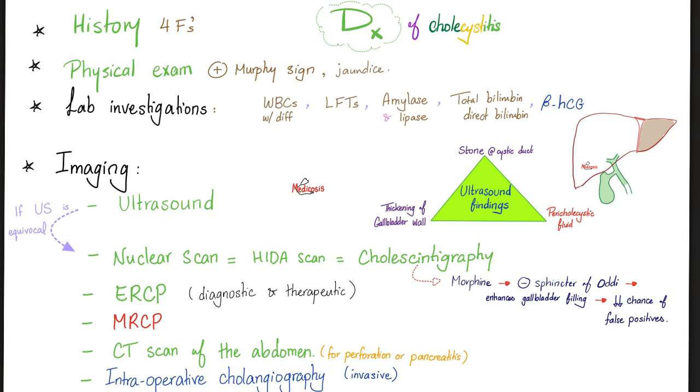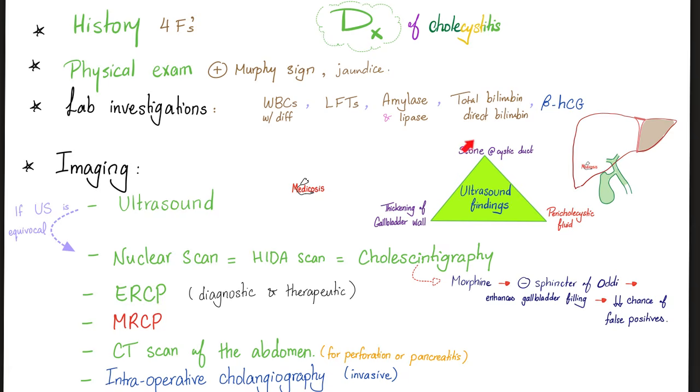Diagnosis of cholecystitis: history, physical exam, lab investigations. Let's go. White blood cell with differential, neutrophilic leukocytosis. LFTs, AST and ALT, normal or mildly elevated. Alkaline phosphatase, normal or mildly elevated. Amylase and lipase, normal. Sometimes amylase is mildly elevated, but if both are extremely elevated, think pancreatitis. Total bilirubin and direct bilirubin, usually normal.